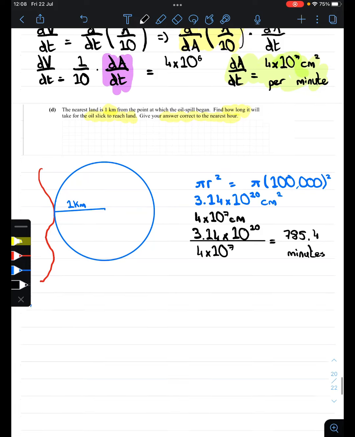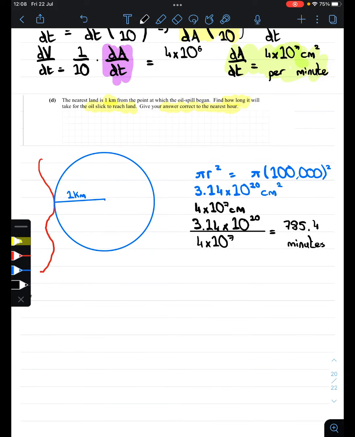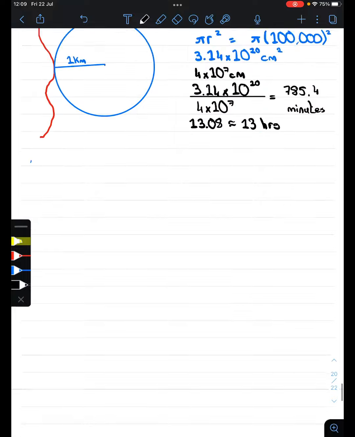And 785.4 minutes, well, let's just divide by 60, and we get 13.08. And that'll just round to 13 hours. And that's the end of the question.